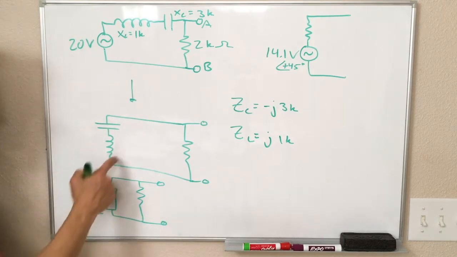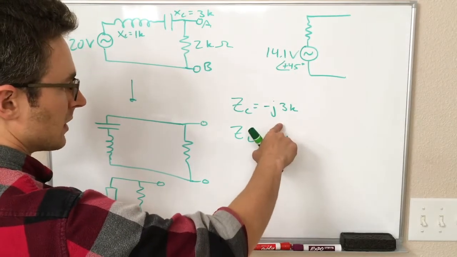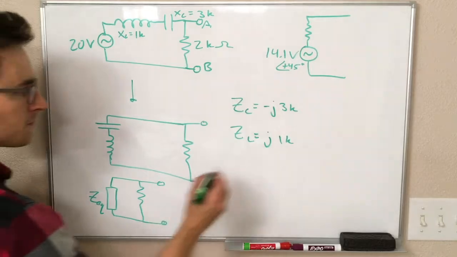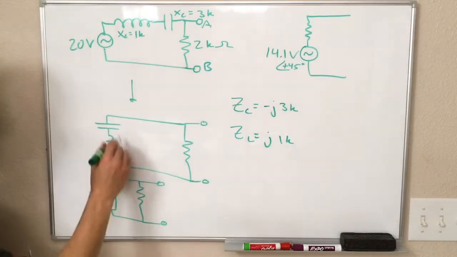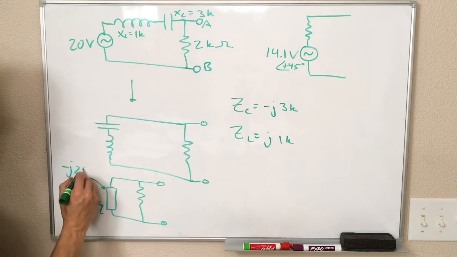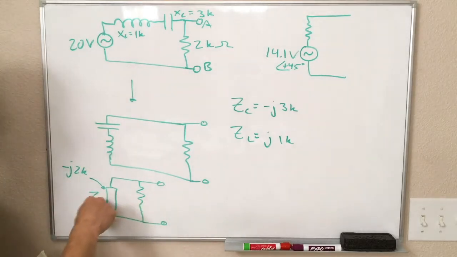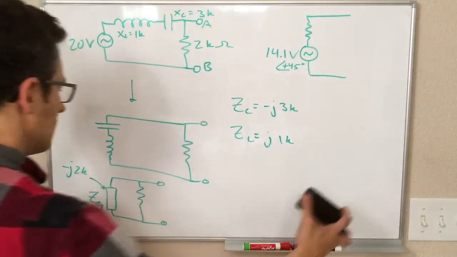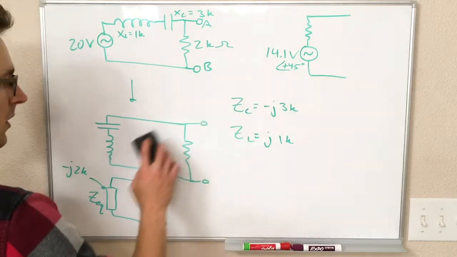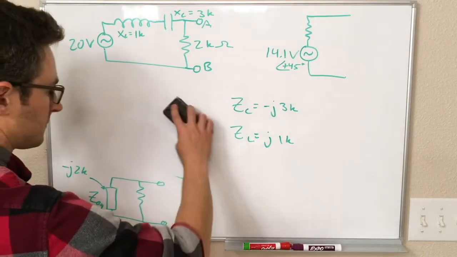Some equivalent impedance to these two combined in series is 1k minus 3k, which is minus 2k. So for this, Z equivalent is minus j times 2k. All right, so now we have these two in parallel, and we would like to combine them. I can erase this, yes.